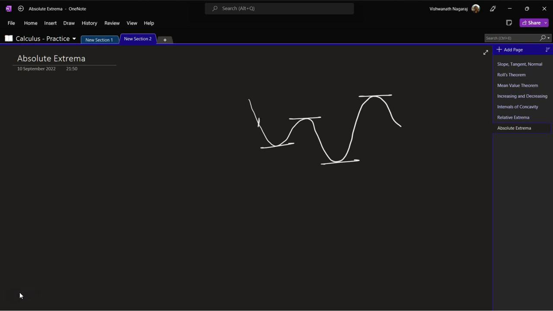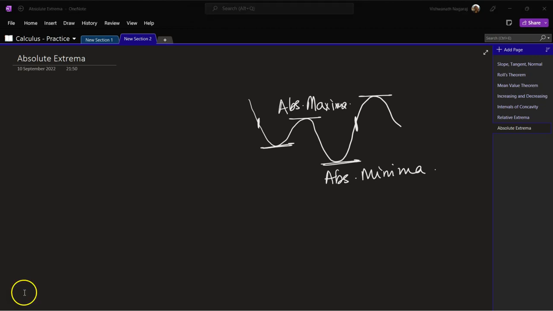if we restrict the interval to say these two points, then this would be the absolute minima and this would be the absolute maxima. Okay. So to figure out this absolute maxima and minima in a given interval, we have to first figure out the points at which the slope is zero and then figure out using the second derivative, which is the maximum and the minimum. Okay, let's solve some problems.